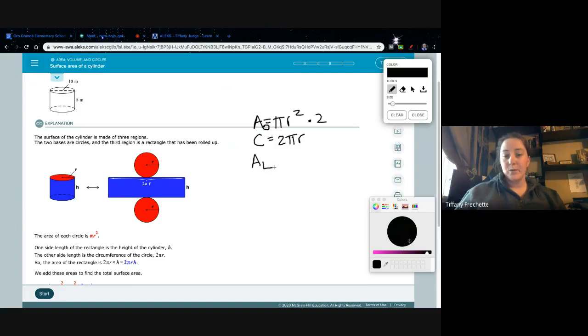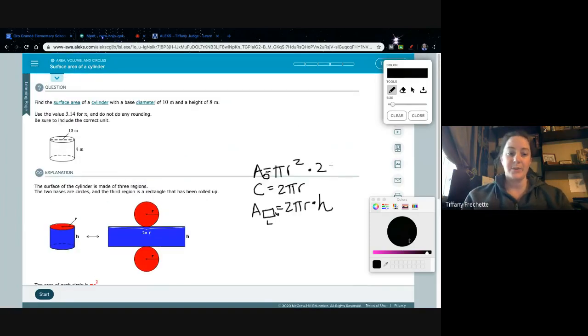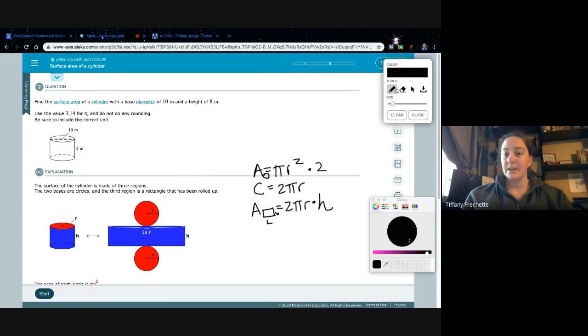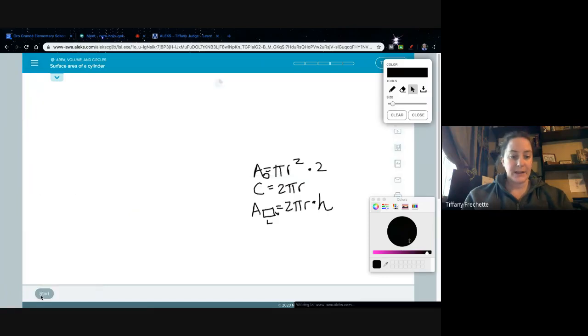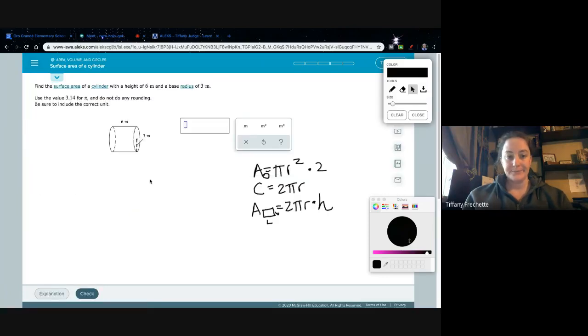And the area of the square part, we have to take this 2 pi r, or the c, and multiply by height, because we need length times width for a rectangle. So this is kind of my length, this is my width. All right? So these are a couple of things we're going to do on this one. So let's go ahead and click start so we can actually see how to apply these. Okay, perfect. Those are not in my way. Yay.